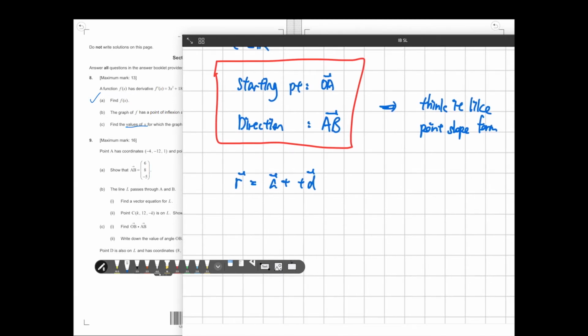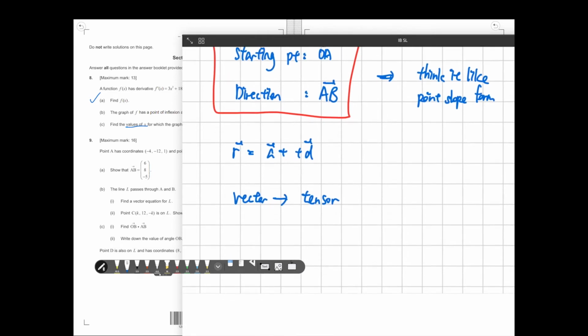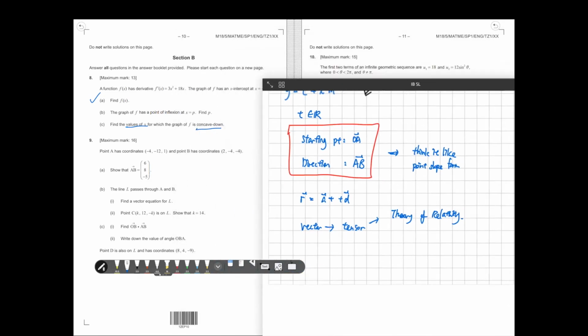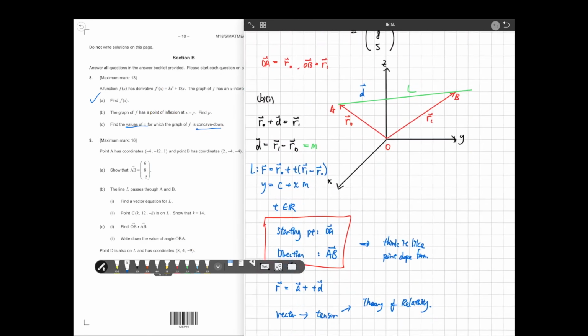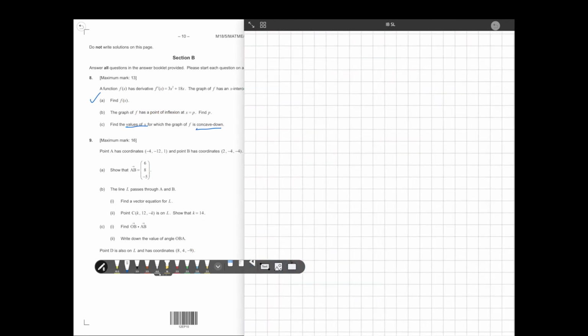So later when we move on from vector, we can deal with tensor with this basic knowledge. So why do we have to deal with tensor? Because we can deal with the theory of relativity. So that is the basics. When you know the vector, you can know tensor. When you know tensor, you can know the theory of relativity.